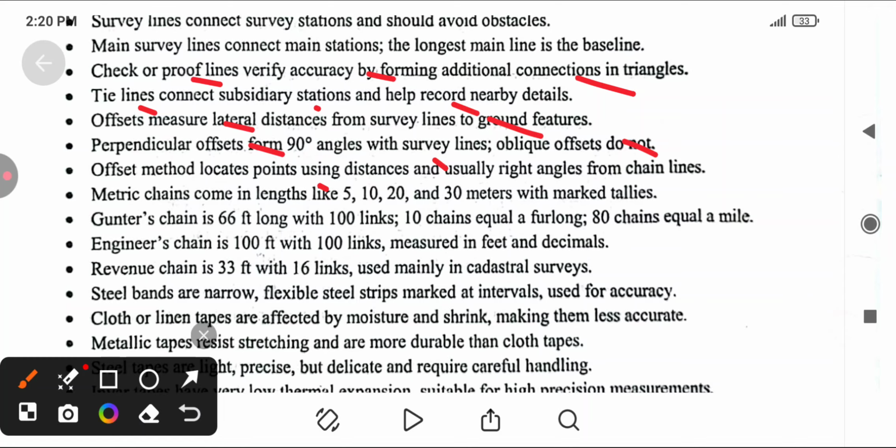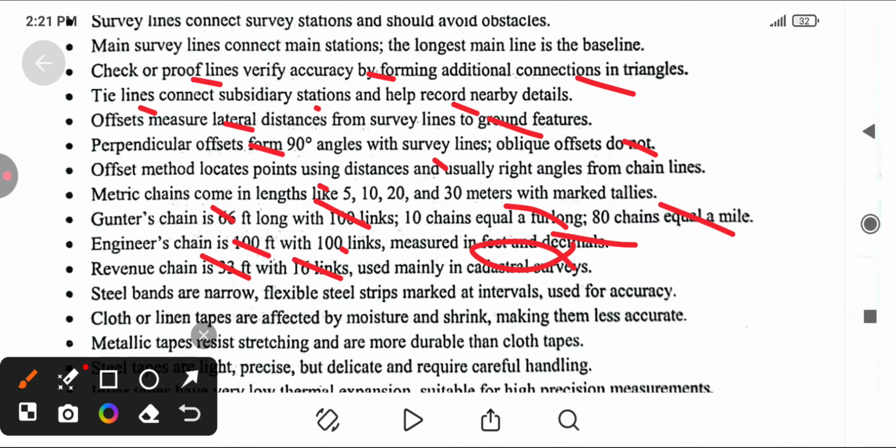Metric chains come in lengths of 5, 10, 20 and 30 metres with metric tails. The Gunter chain is 66 feet long with 100 links. 10 chains equal a furlong. 80 chains equal a mile. The Engineer's chain is 100 feet with 100 links, measured in feet and decimals. The Revenue chain is 33 feet with 16 links, used mainly in cadastral survey.